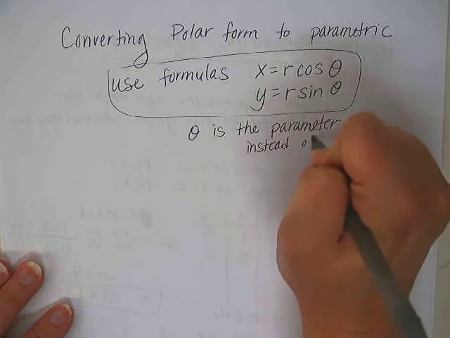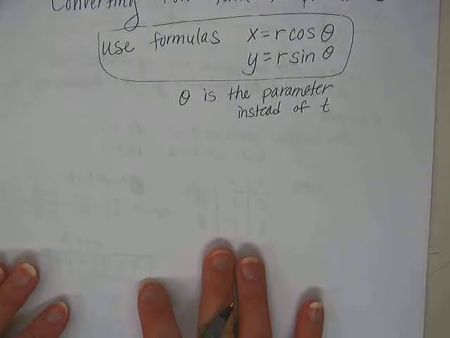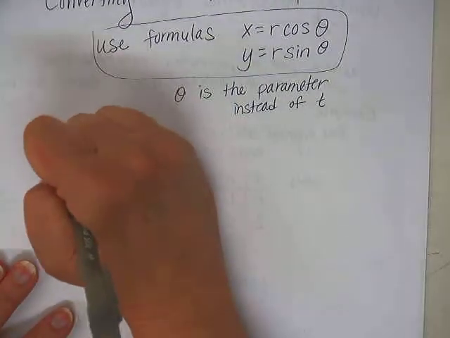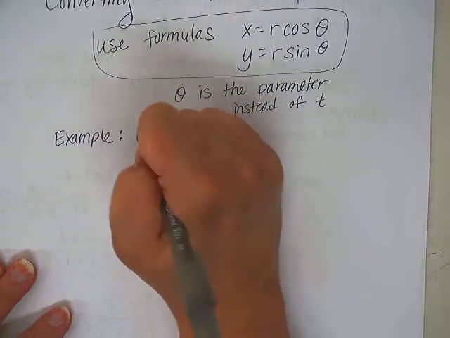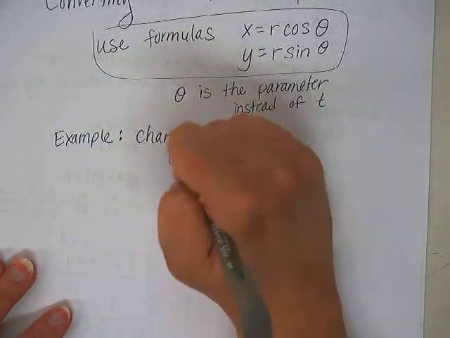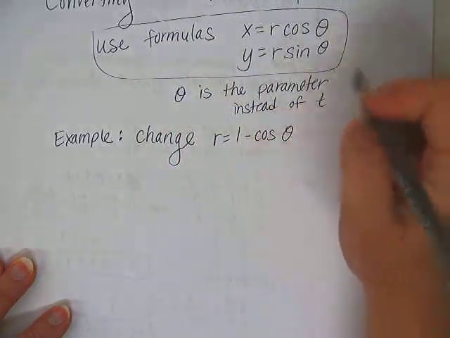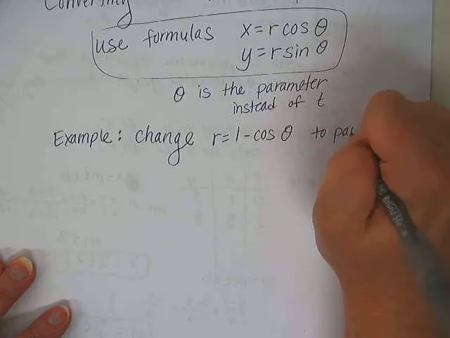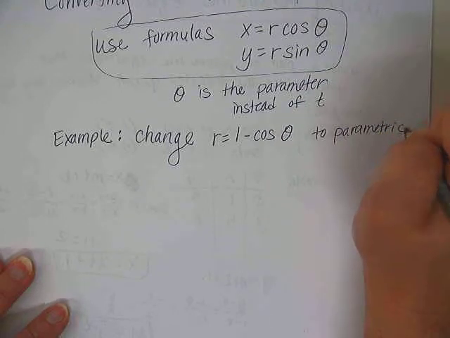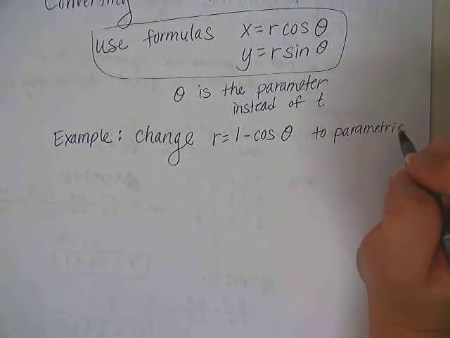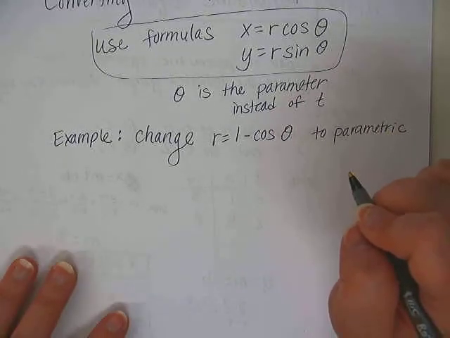So let's just write that down. Theta is the parameter instead of t. Alright, let's do one example. Change the polar equation r equals 1 minus cosine theta to parametric.